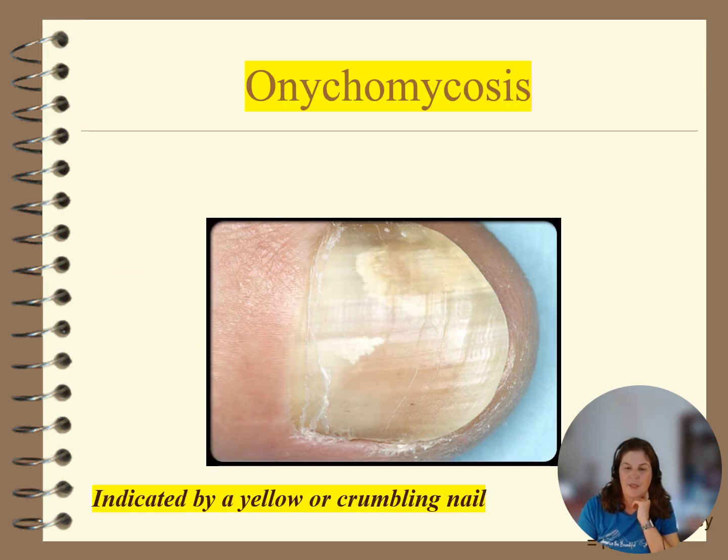Okay, this is a yellow crumbling nail. It is a fungal infection. Half of all nail disorders are caused by onychomycosis, and it's the most common nail disease. Toenails are much more likely. It's increasing and related to diabetes, a suppressed immune system, and increased age.